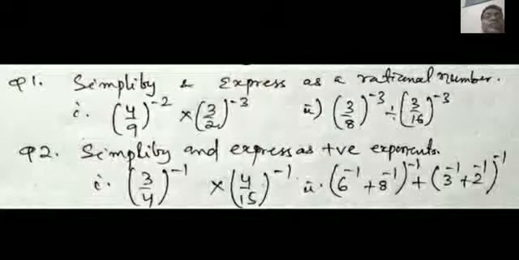Here are some questions for you. You work out and try to answer these. Simplify and express as a rational number. First bit: (4 by 9) to the power minus 2 into (3 by 2) to the power minus 3. Second bit: (3 by 8) to the power minus 3 divided by (3 by 16) to the power minus 3. Question 2: simplify and express with positive exponent (3 by 5) to the power minus 1 into (4 by 15) to the power minus 1.